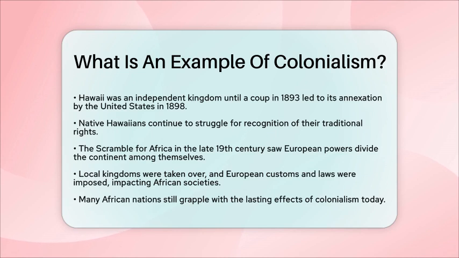What is an example of colonialism? Picture a vast continent, divided and controlled by European powers. This is what happened in Africa during the Scramble for Africa.